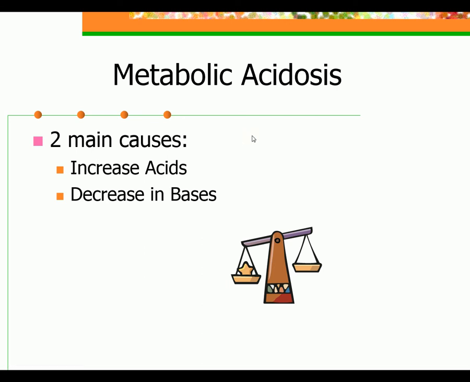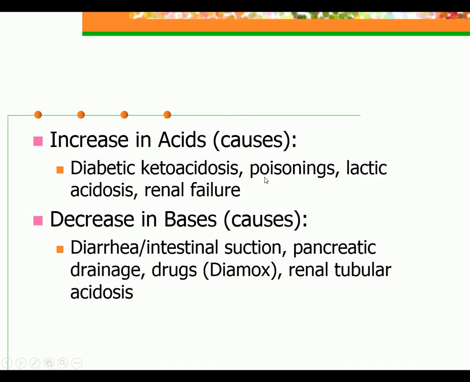Think of your scales again, okay? So the two main causes is either an increase in acids, right? Metabolic acidosis. I put more on the acid side, or I took away from the base side. That's the only thing that can cause metabolic acidosis. So I can either have an increase in acids. The common causes would be like DKA, poisonings, lactic acidosis, or renal failure.